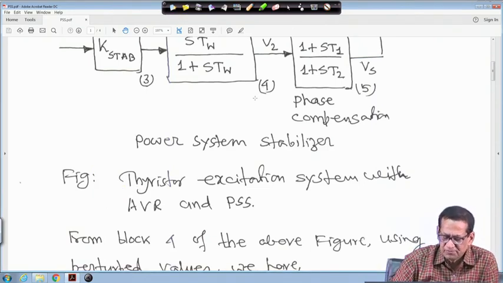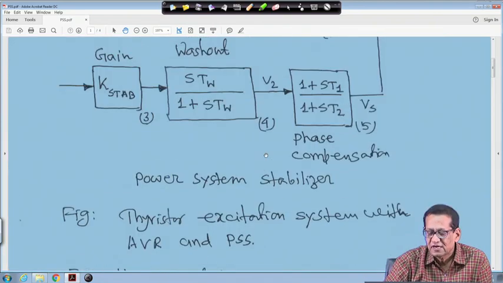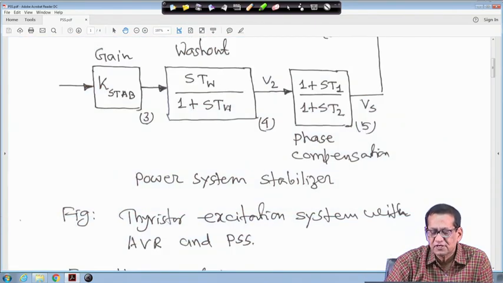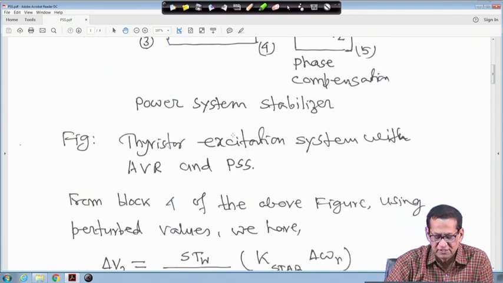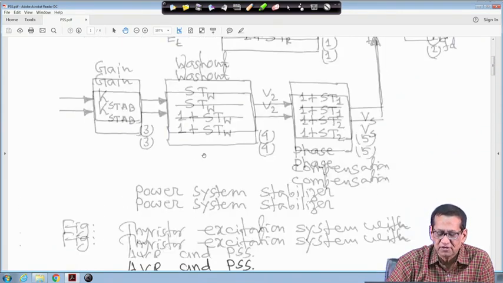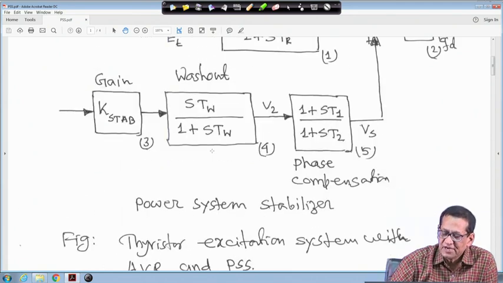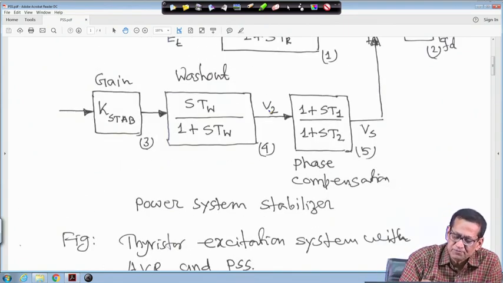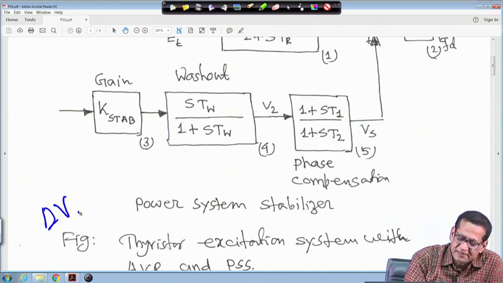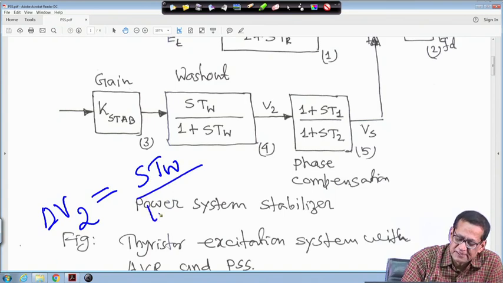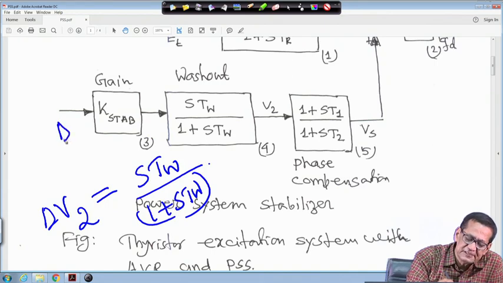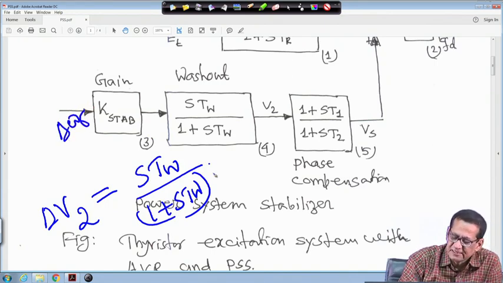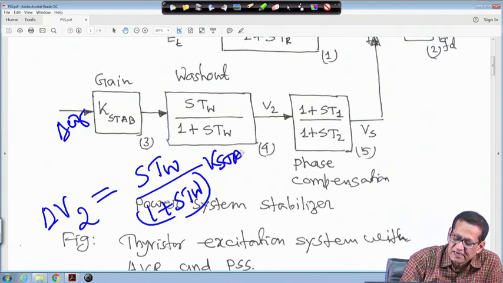From block 4, if you write for small perturbation, delta V2 will be equal to, from your state variable analysis, STW, into the input signal delta omega r, which I missed here, into K, the stabilizer gain, into delta omega.